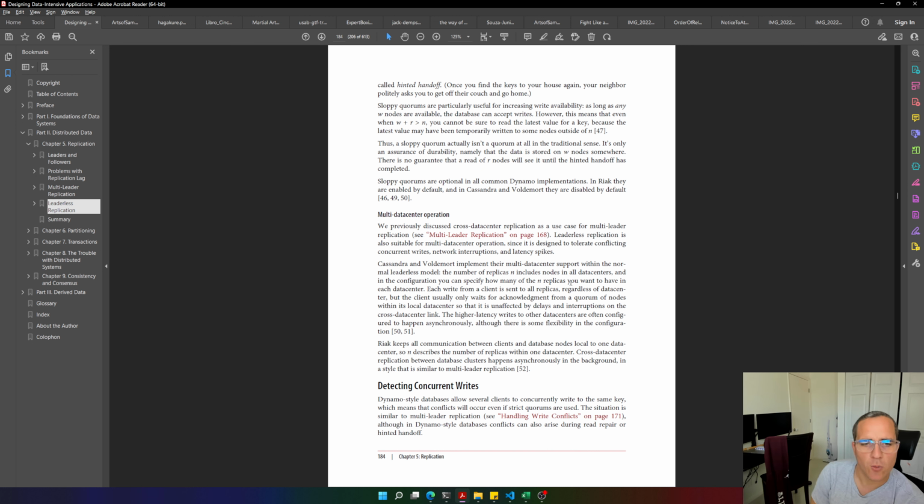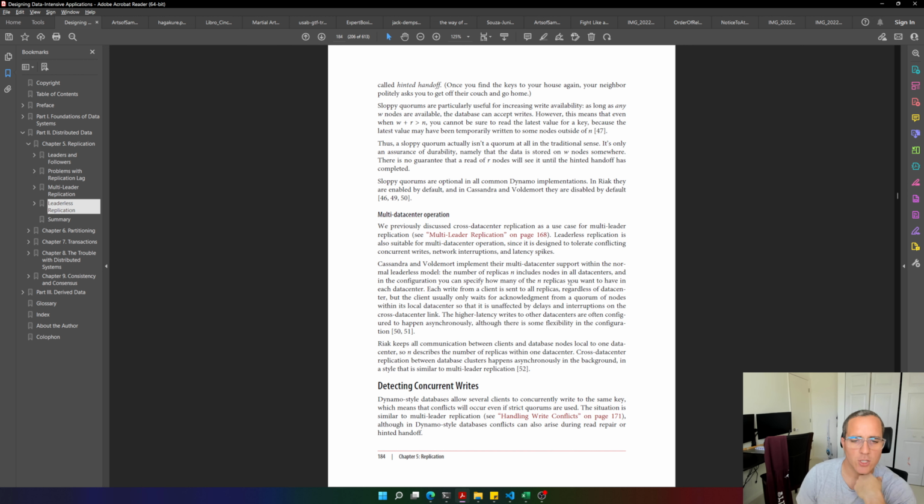But the client usually only waits for acknowledgement from a quorum of nodes within its local data center, so that it's unaffected by delays and interruptions on the cross-data center link. The higher latency writes to other data centers are often configured to happen asynchronously, although there is some flexibility in the configuration. Riak keeps all communication between clients and database nodes local to one data center, so n describes the number of replicas within one data center. Cross-data center replication between database clusters happens asynchronously in the background, in a style that is similar to multi-leader replication.